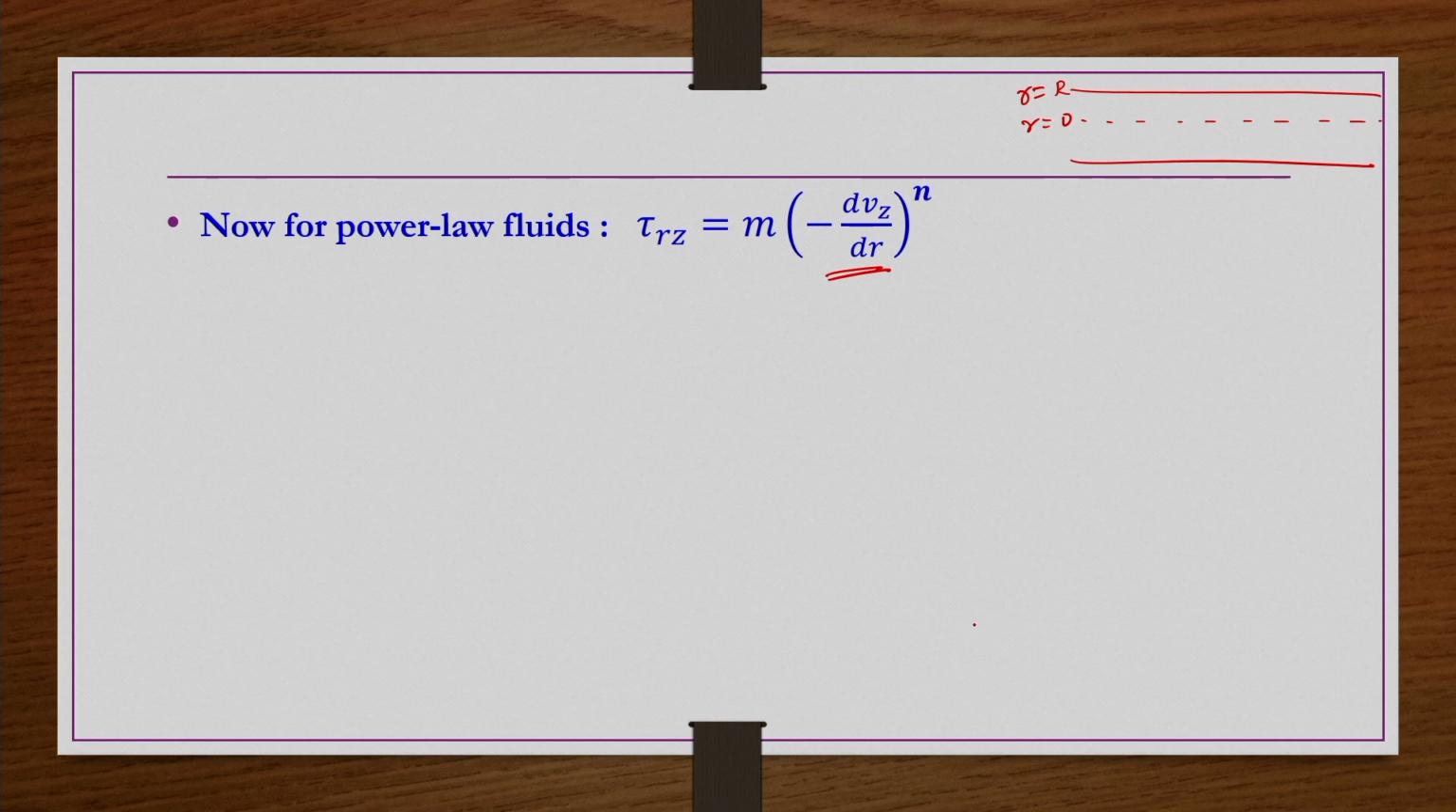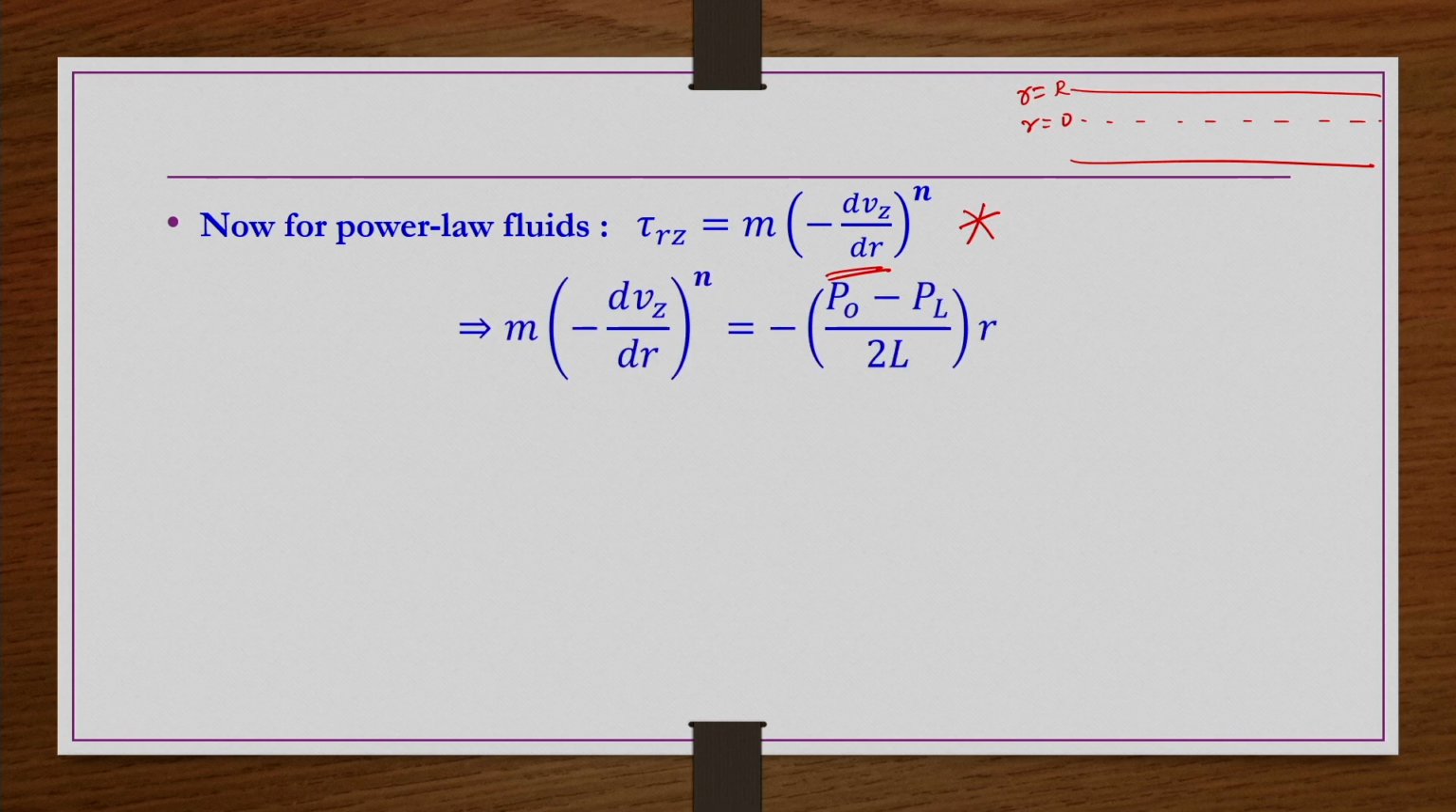So, as r increases, the velocity decreases. Then this velocity gradient is going to be negative. That is the reason we have to take minus here. Whether you should take minus or plus depends on the flow geometry. So, tau rz is equal to m times minus dVz by dr to the power n is the expression for power law fluids. The relation between shear stress and shear rate for power law fluids is given by this equation. This we have seen in the introduction of non-Newtonian fluids.